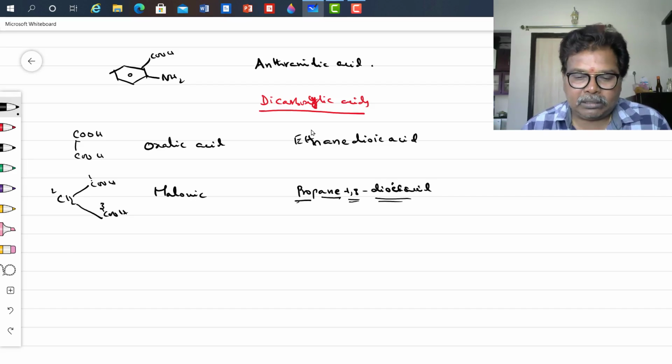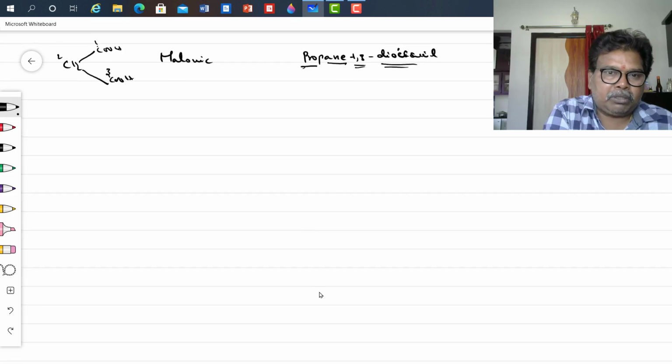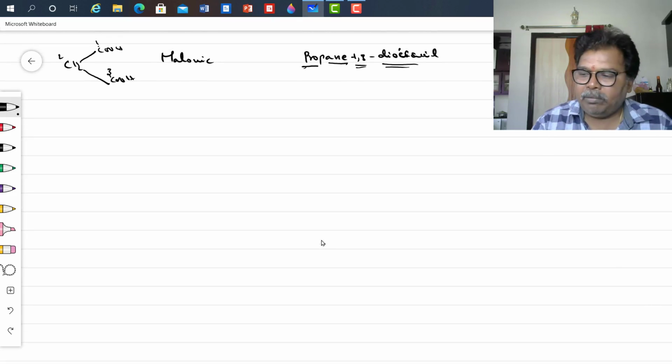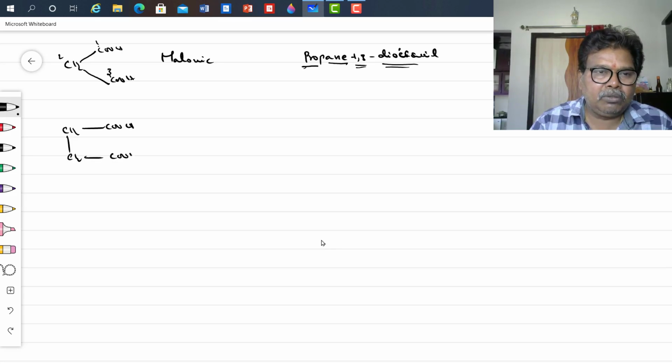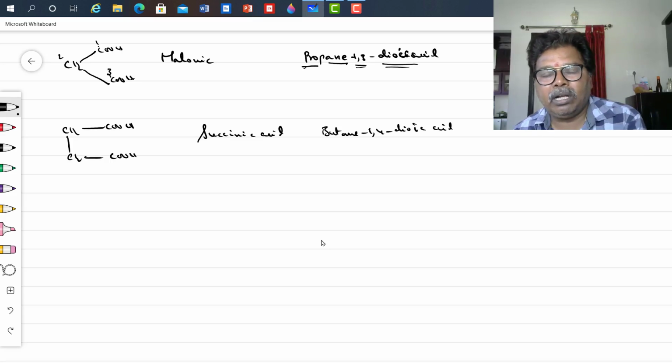But for these compounds, IUPAC names are not that important. Common names are very, very important. CH2 CH2 COOH COOH is succinic acid, butane 1,4 dioic acid.